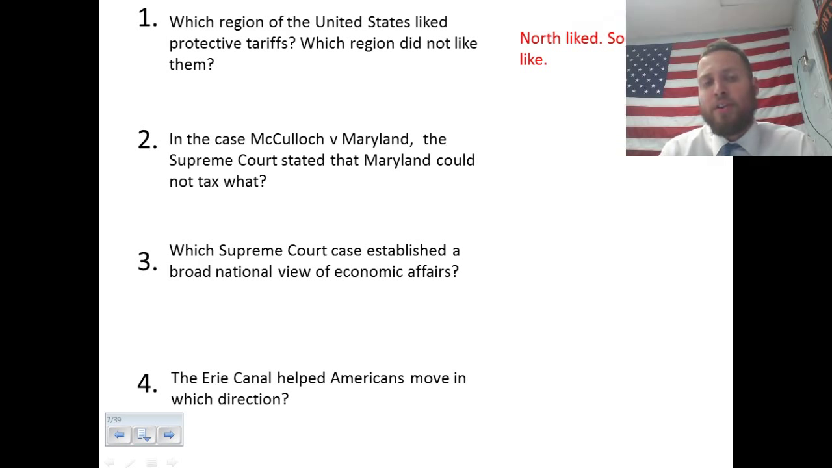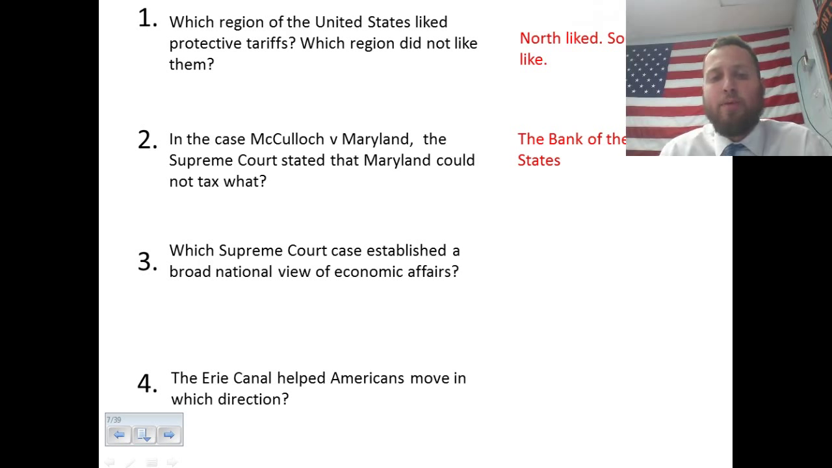Hey, number 2. In the case of McCulloch versus Maryland, the Supreme Court stated that Maryland could not tax what? The Bank of the United States. My face is blocking these answers, but it'll change here in a second. So it's the National Bank, you might have said, Bank of the U.S., whatever. The bank could not be taxed by the state.